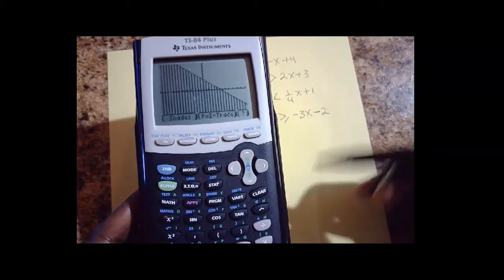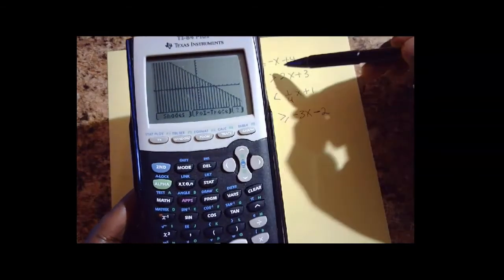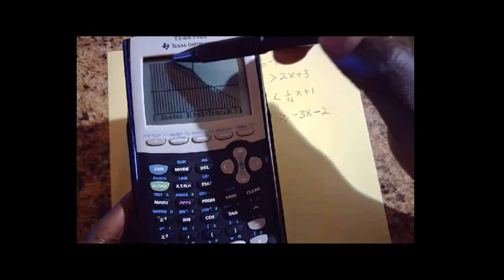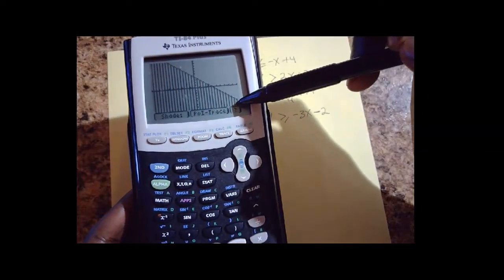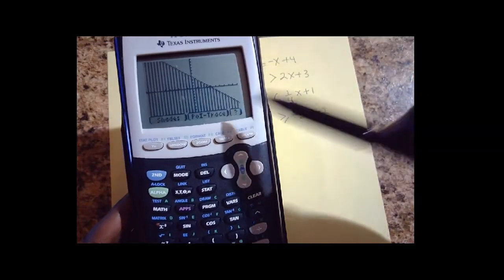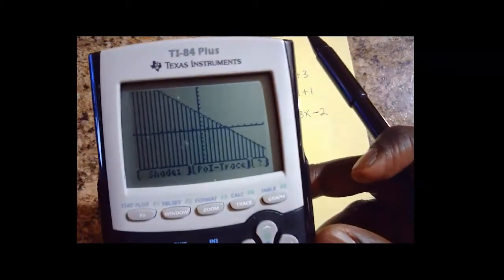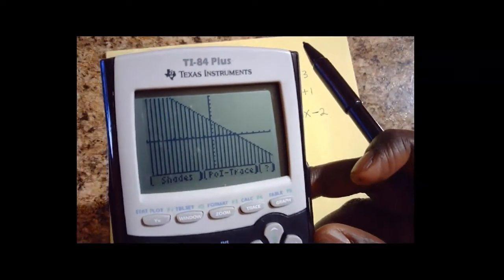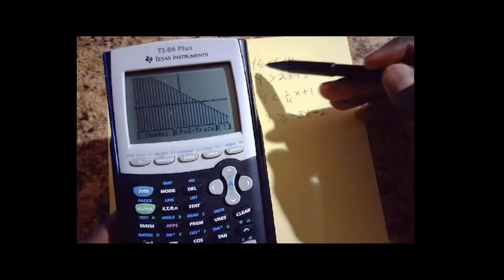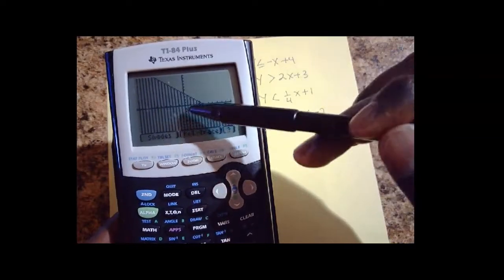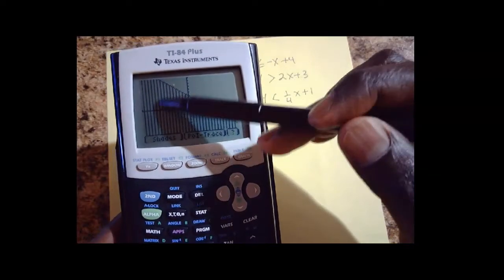We graph nicely down here, so we see this is a negative slope, so we see that the line is going down the hill, and it's a solid line. If you can see it properly here, that is a solid line, and that is less than, so you have shaded or bubbled below here.